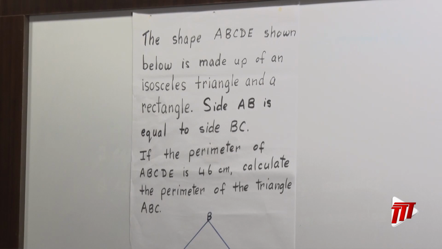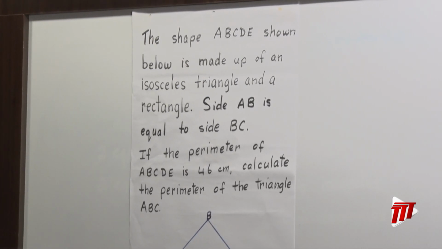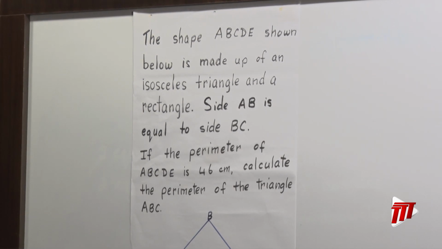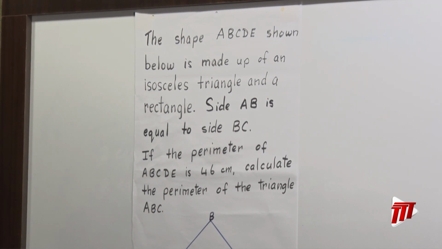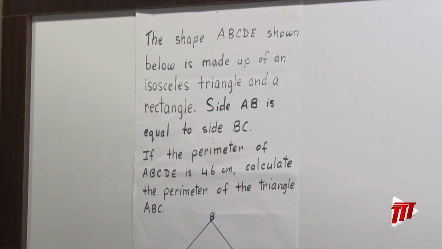Let's move on. Again, read along at home while I read it aloud. The shape ABCDE shown below is made up of an isosceles triangle and a rectangle. Side AB is equal to side BC. If the perimeter of ABCDE is 46 centimeters, calculate the perimeter of the triangle ABC.